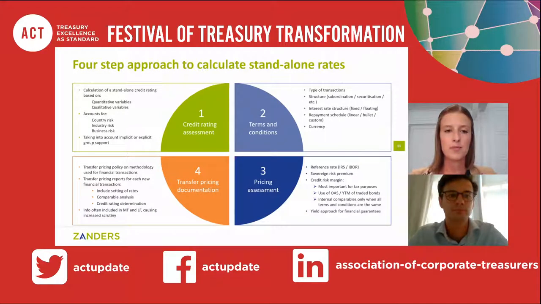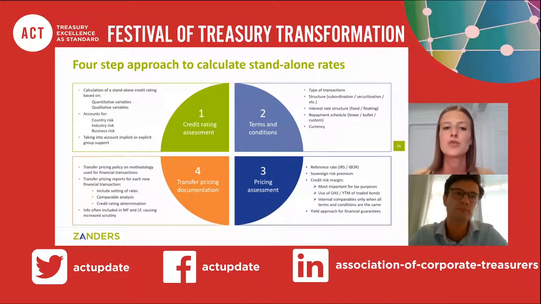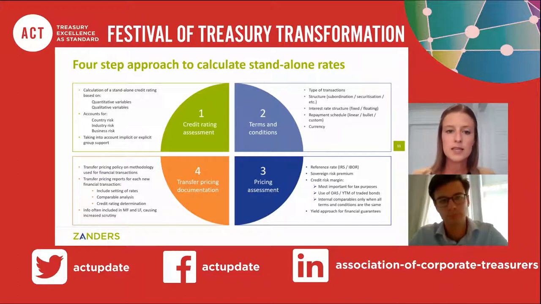So then, based on that OECD guidance, what is really a logical four-step approach to be used to start calculating your standalone rates? The first step you should always take is the credit rating assessment. This is really on subsidiary level for the borrowing entity. The second element that needs to be taken into account are the terms and conditions of the transaction. The third element is really coming forward from the first and second step. A combination of that allows you to make your pricing assessment. And finally, of course, the transfer pricing documentation is very important and should be expansive and reflecting all of the elements of the first three steps.